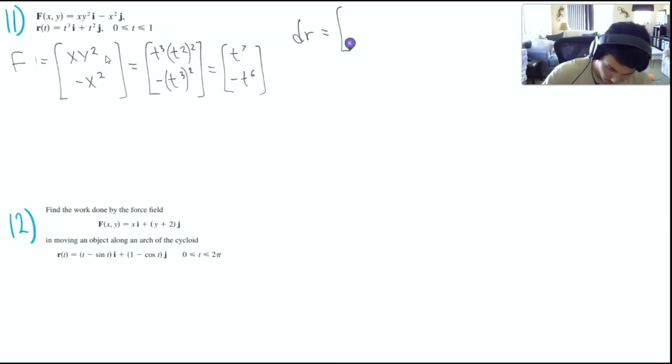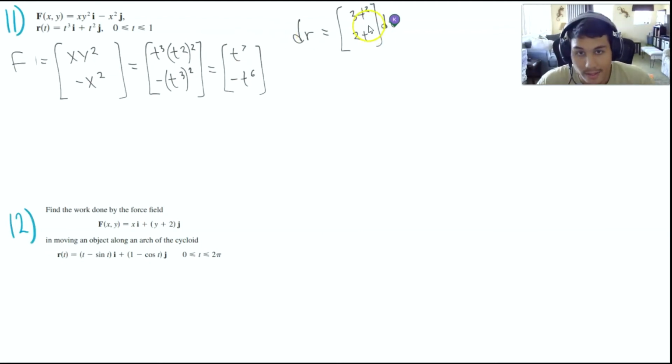So dr is going to be 3t squared dt. Right, this is r prime of t. I just put the differential dt on the other side. I took the derivative of this one, which is 3t squared, and took the derivative of this one, which is 2t.